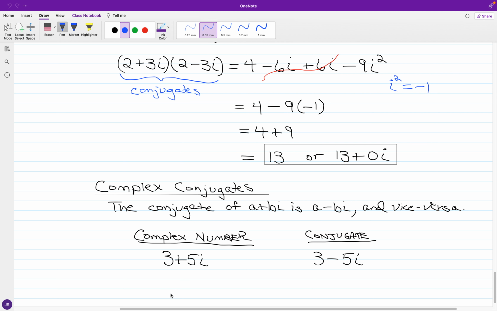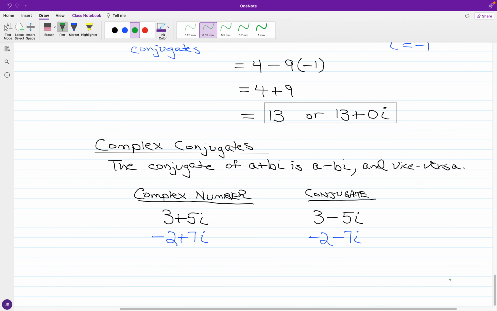Now, let's say that if I have negative 2 plus 7i, notice in both conjugates, that which represents a will remain fixed. But again, any i terms will have additive inverses. So the conjugate of negative 2 plus 7i will be negative 2 minus 7i.